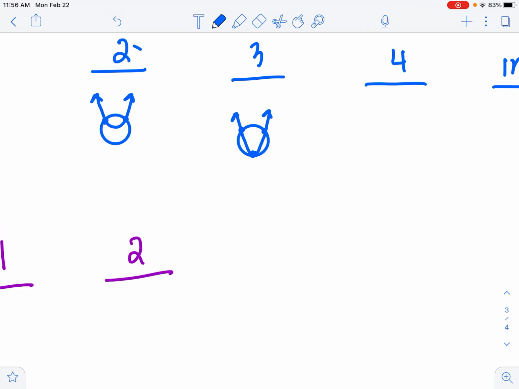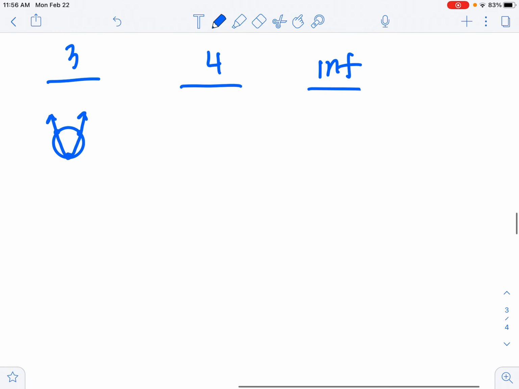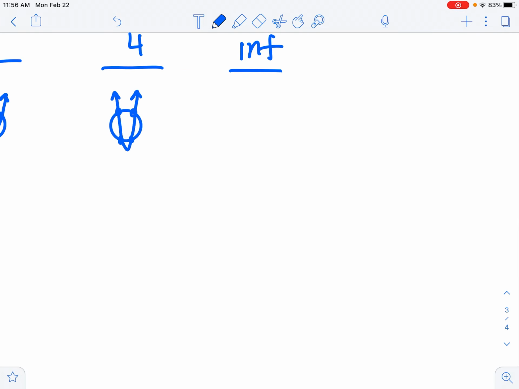If I have a circle and a parabola, I could hit it 1, 2, 3 times. There's a parabola. If I have a circle and a parabola, they can intersect 4 times. 1, 2, 3, 4.